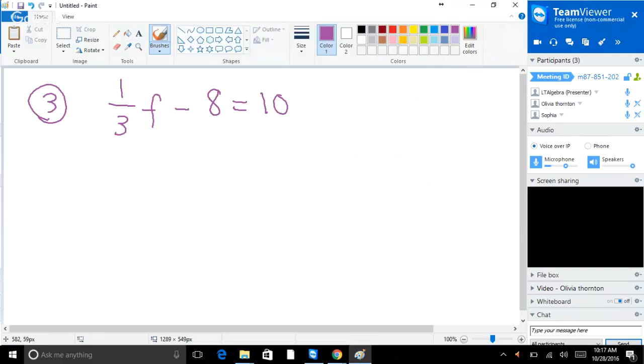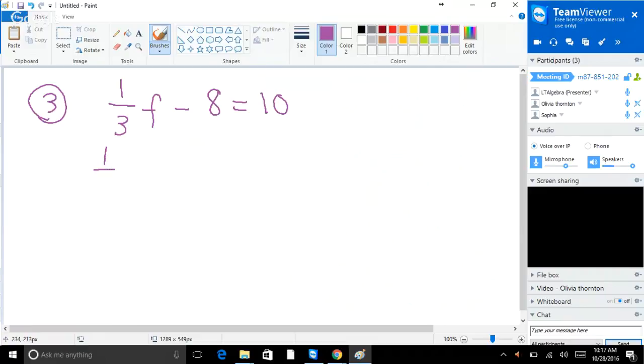Okay, so f is the one that's all by itself, or f is my variable, right? It's my loner. I want to get it by itself, figure out what it is. Right now, f is being multiplied by 1/3 and subtracted by 8. So which one do we want to send to the other side first? Yeah, absolutely. Nice, Sophia.